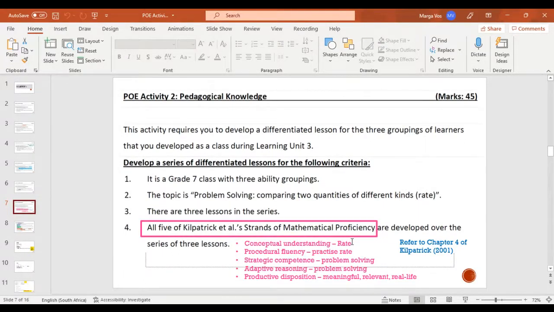And then you can also end off your whole unit plan with giving them real-life examples or real-life problems that they have to solve.